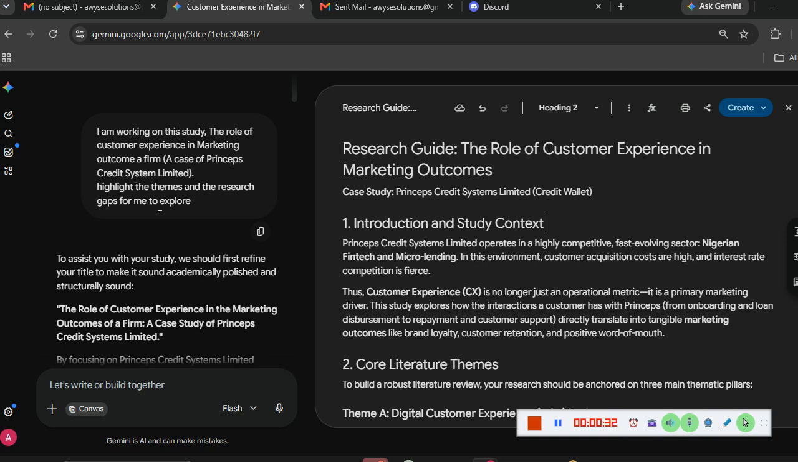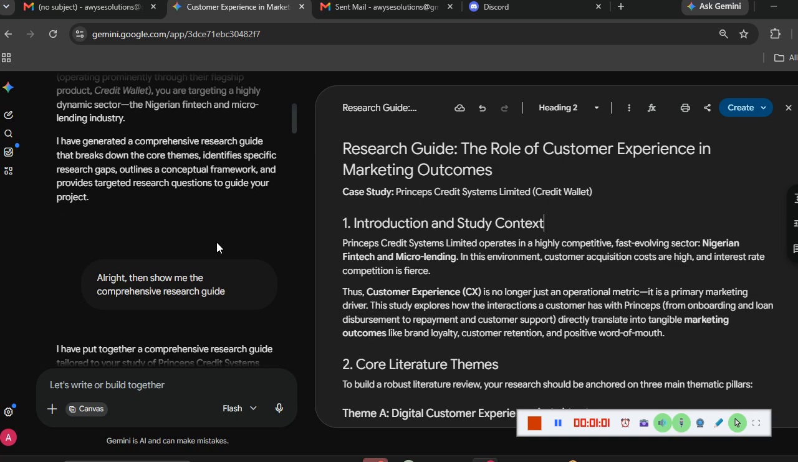So right here is me interacting with AI. I said I'm working on this study, and this is the title of the study: The role of customer experience in marketing outcome of a firm, I should say. A case study of Precept Credit System Limited. I think the company has now changed to Credit Wallet. So I asked it for themes and research gaps for me to explore. So I did that, and it came up with this.